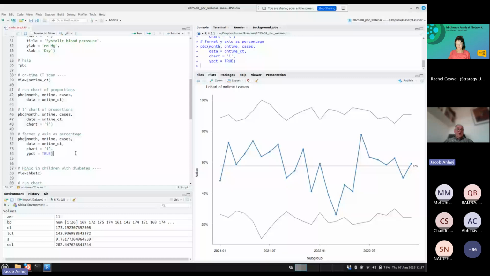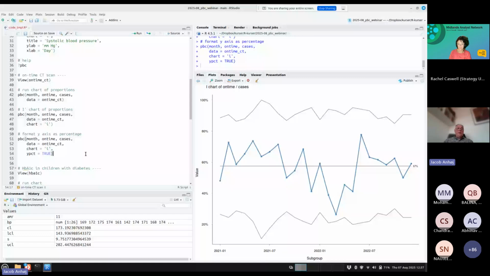Okay, any questions or comments so far? This is a basic use of PBC. For the rest of the presentation, we will go through some more examples. Any questions? There's another question in Menti, but I think it's one that could wait till the end. Okay. Then we'll move on.